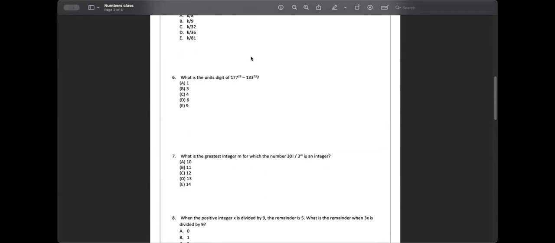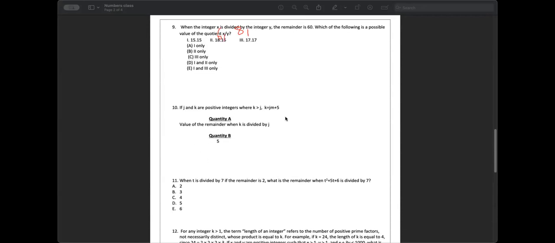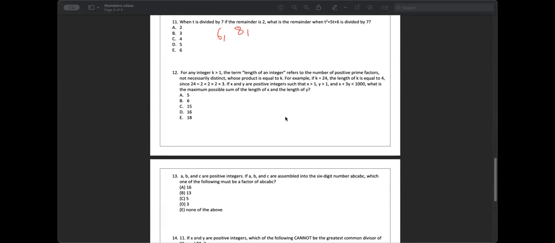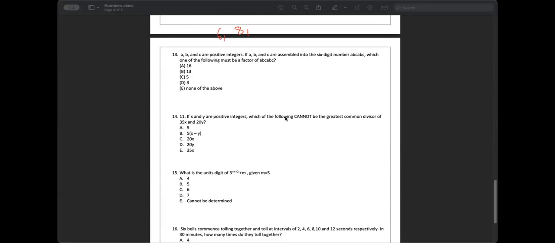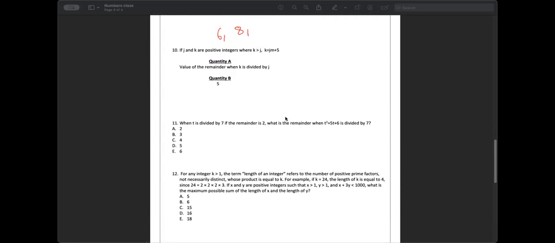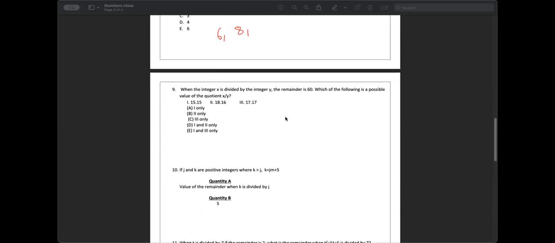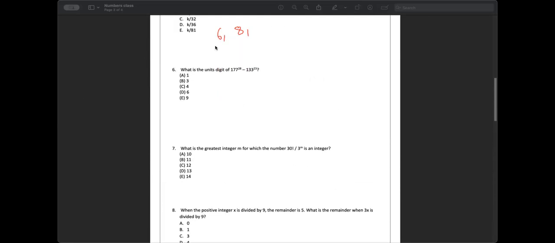We can start with 6th, 8th, 10 and 11. Yeah, 10, 11, 15. So 6, 8, 10, 11, 15. Okay. I mean, these are not very difficult questions, so just take them easy.